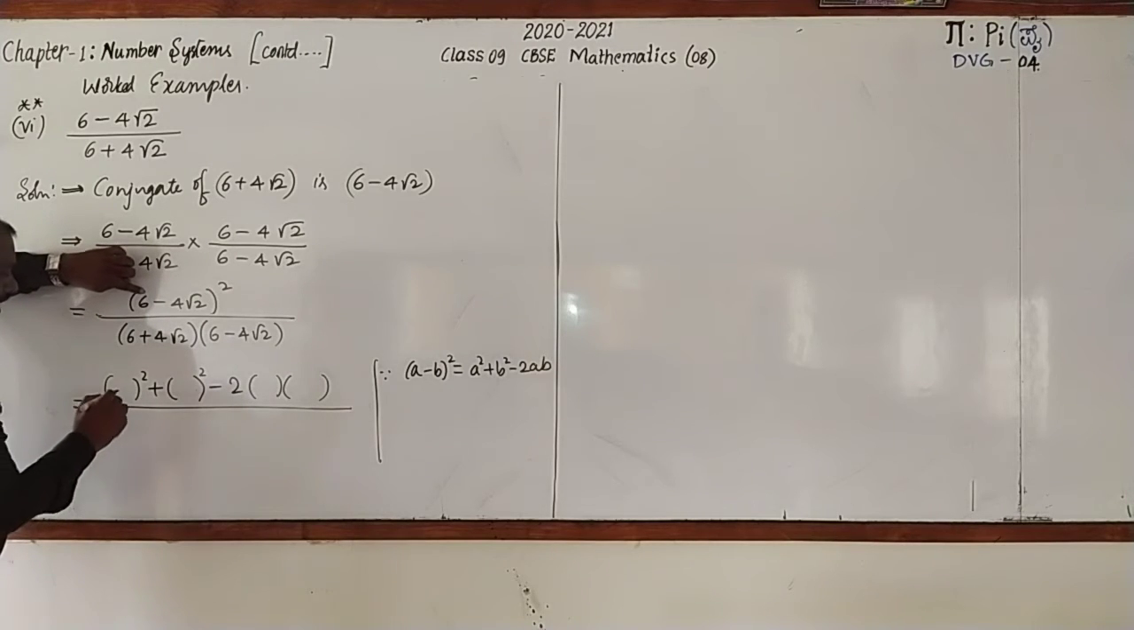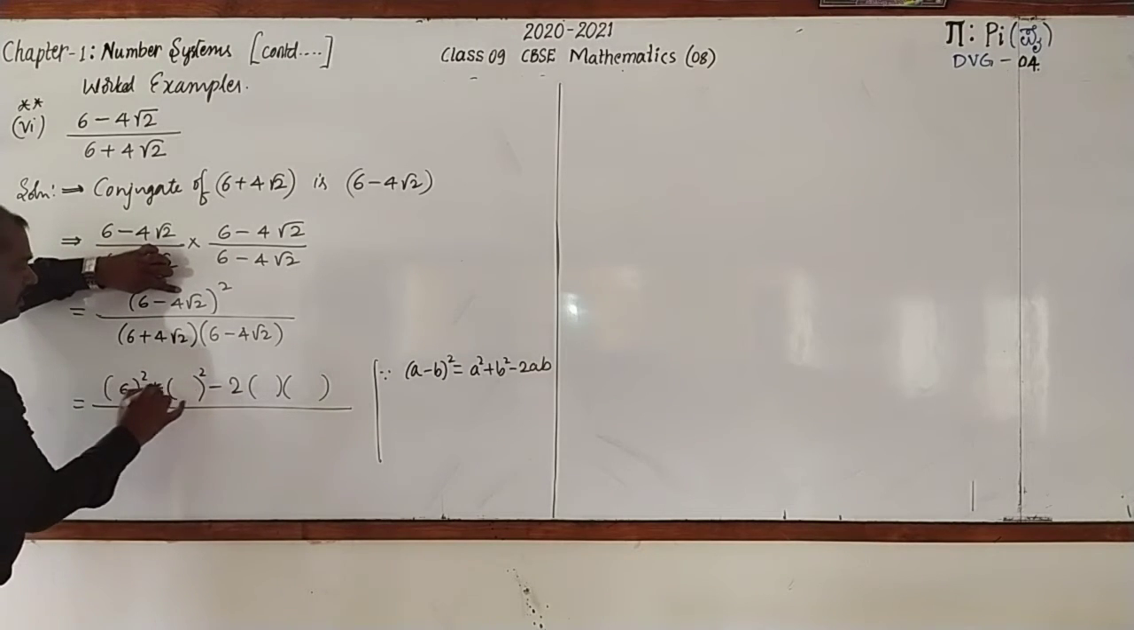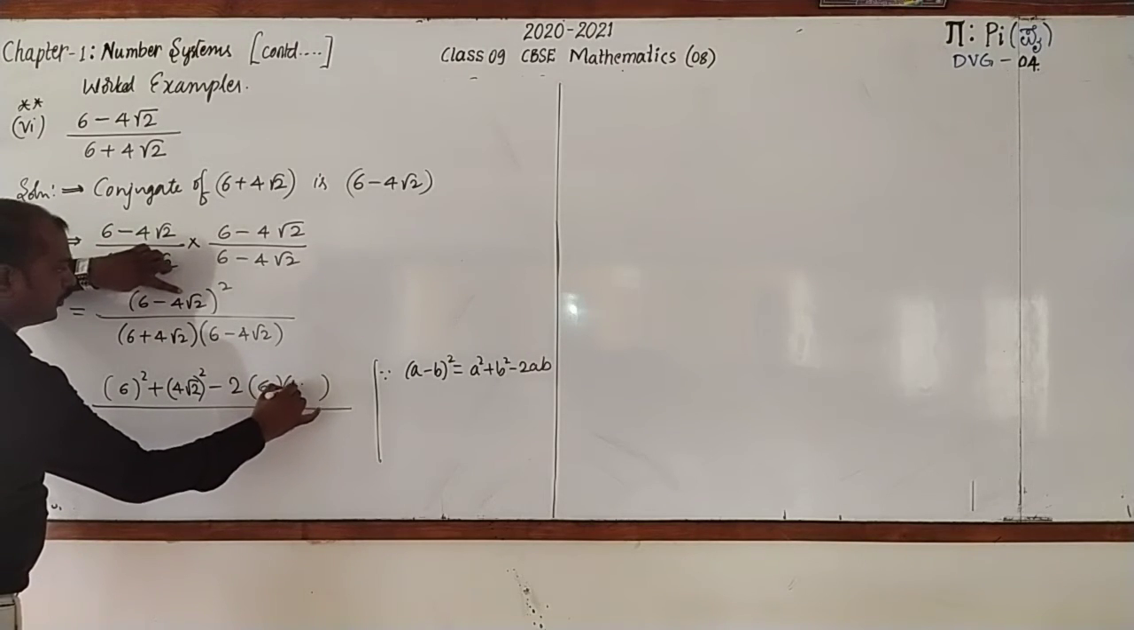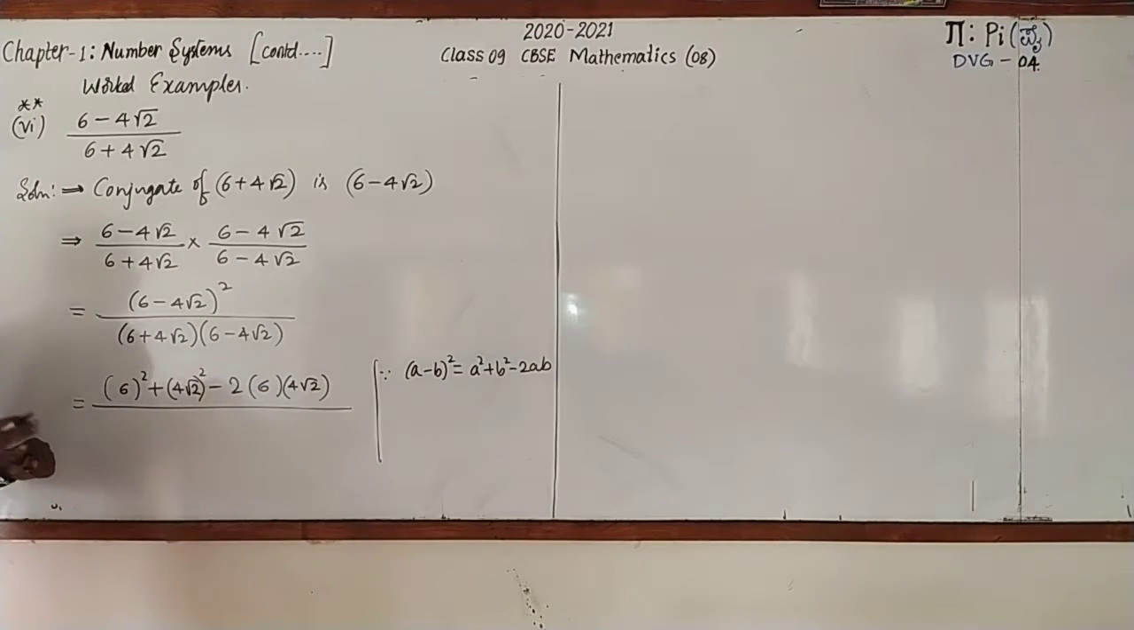What is in place of a? 6. B, 4 into root 2. A 6. B, 4 into root 2. Clear? Next, come to the denominator.